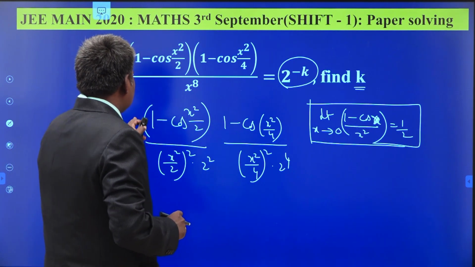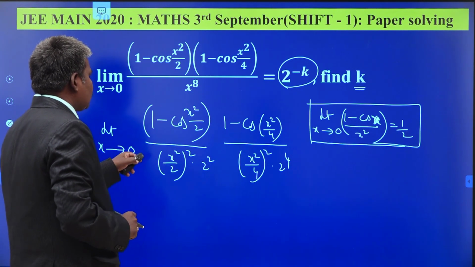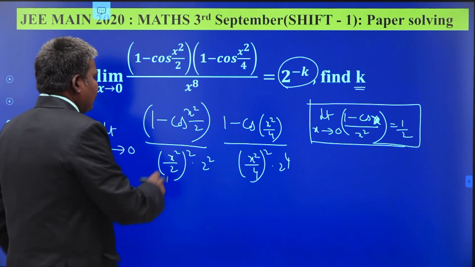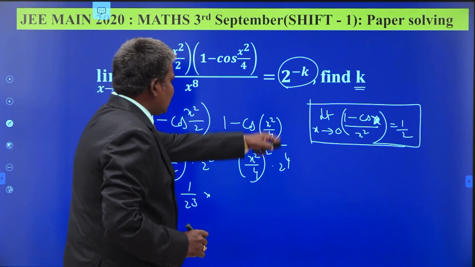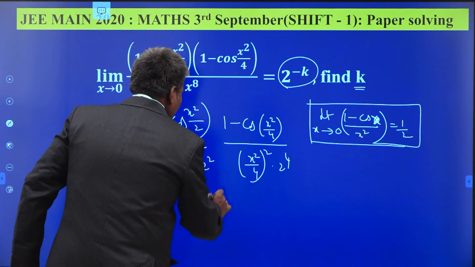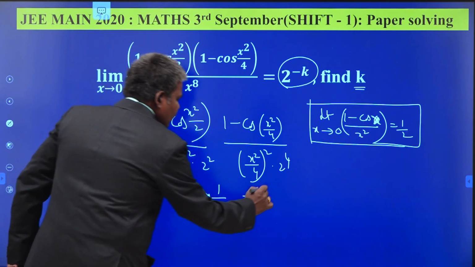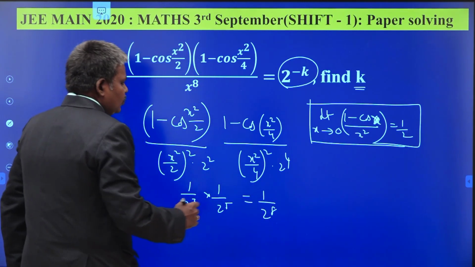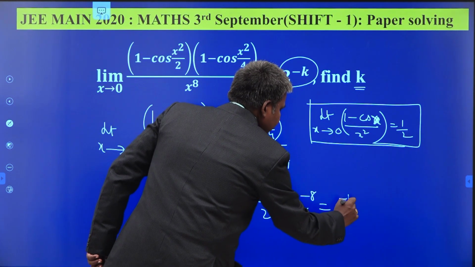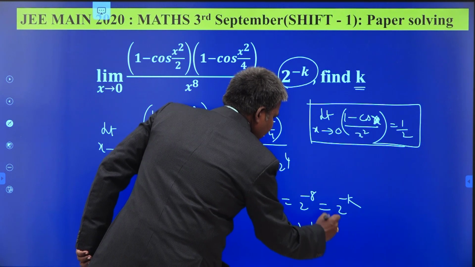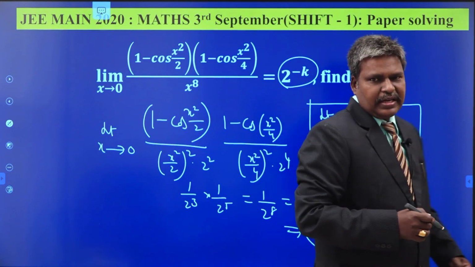So this is now 1 by 2. Limit x tends to 0, which means x square by 2 also tends to 0. This is 1 by 2, into 1 by 2 square, into 1 by 2 cube, into 1 by 2 power 4, 1 by 2 to the power of 5. This is nothing but 1 by 2 to the power of 8, so this is 2 power minus 8. What is given to you? 2 power minus k. This implies the value of k is equal to 8. Am I correct or not? So the value of k is equal to 8.